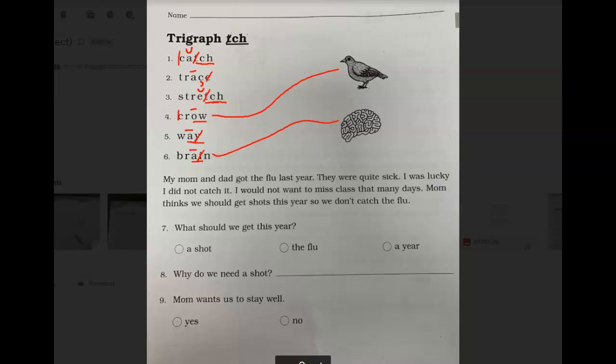My mom and dad got the flu last year. They were quite sick. I was lucky I did not catch it. I would not want to miss class that many days. Mom thinks we should get shots this year so we don't catch the flu. Question number 7. What should we get this year? All right, it says get shots this year right down here. So we're getting a shot. That'll be fun. Number 8, why do we need a shot? Well, according to the story, Mom thinks that we should get a shot so we don't catch the flu.